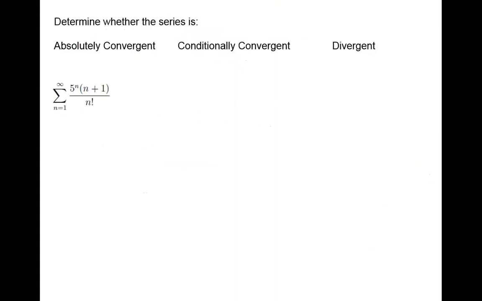Determine whether the series is absolutely convergent, conditionally convergent, or divergent: 5 to the n, n plus 1, n factorial. What do you think? What test can we use? You should recognize right away. If we have a combination of a few different types of expressions, ratio test. Because we have exponential, 5 to the n, we have just n, algebraic, and we have factorial. That means the ratio test is the best.